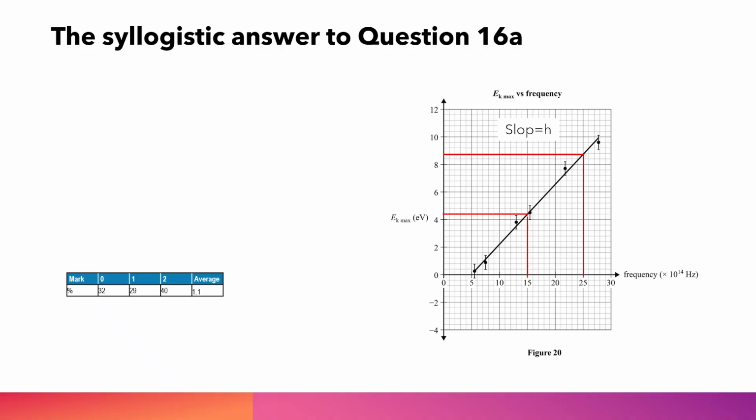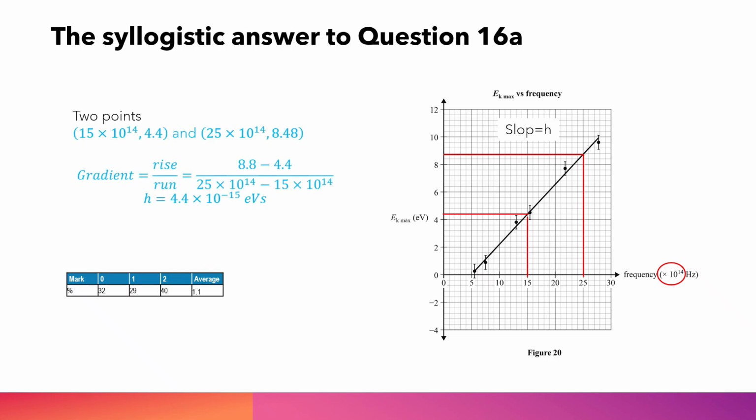Our rise is 4.4 electron volts. Our run is 10 units, but check the x-axis. The frequency is measured in units of 10 to the 14 Hz. The result. Divide them. 4.4 divided by 10 to the 14 gives us 4.4 times 10 to the power of negative 15 electron volt seconds. That's your 2 marks, one for showing the gradient method, and one for the accurate constant. Fast, clean, and examiner proof.